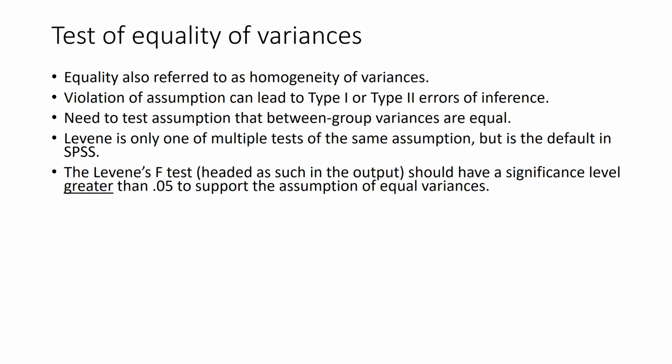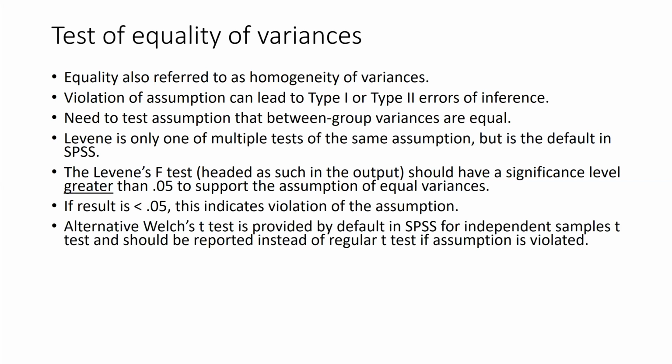You don't really fiddle or change your alpha level. There's no such thing as a two-tailed test. It's just 0.05. You want to be greater because you want to retain the null hypothesis that variances are equal. It's an assumption that they're equal, you want to support the assumption, which means retaining the null, which means having a significance level greater than 0.05. If it's less than 0.05, you violated the assumption. Back to the second bullet, you can lead to errors of inference.